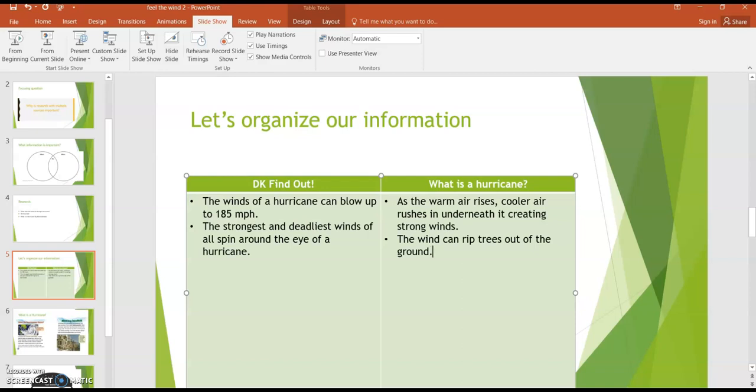From the text, What is a hurricane? We learned as the warm air rises, cooler air rushes in underneath it, creating strong winds. We also learned the wind can rip trees out of the ground.